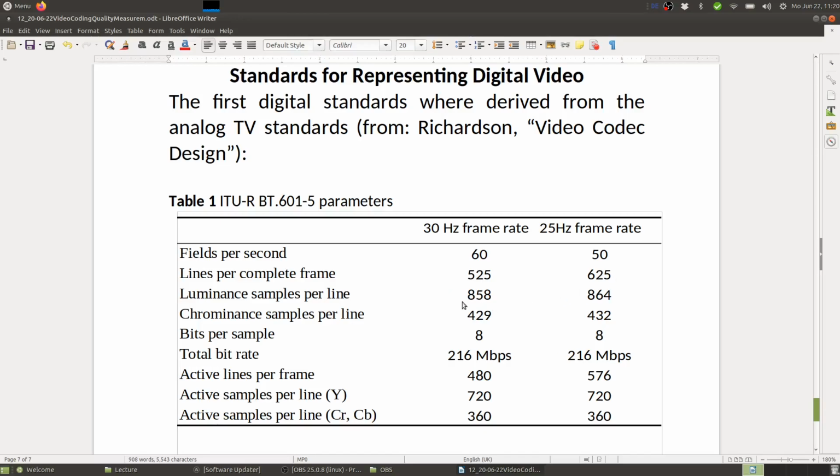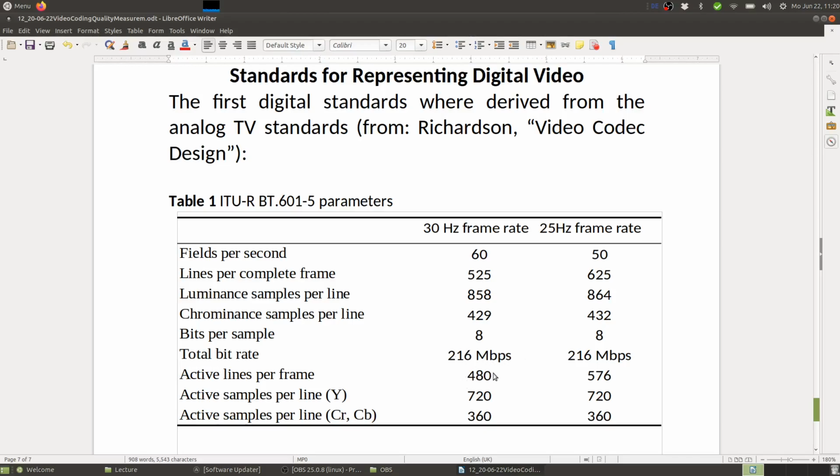Then we have the luminance samples per line. This is actually quite different, quite similar here. Then the chrominance per line, which is reduced because of the reduced resolution of the eye for color. Bits per sample, 8. That's the typical. The total bit rate for raw, uncompressed, 216 megabits per second. Right, this again shows the need for compression.